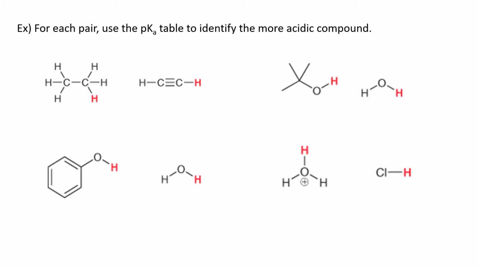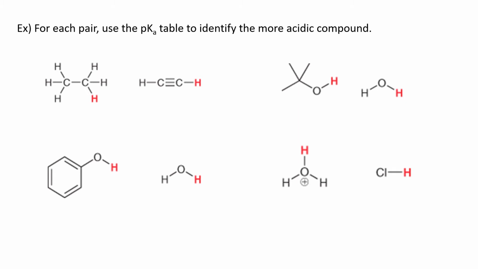All right, next, I'd like you to give this a try. Pause the video. Use the pKa table to identify the pKa values for each of the compounds for each pair and to determine which is more acidic. When you come back, I'll show you the answers.